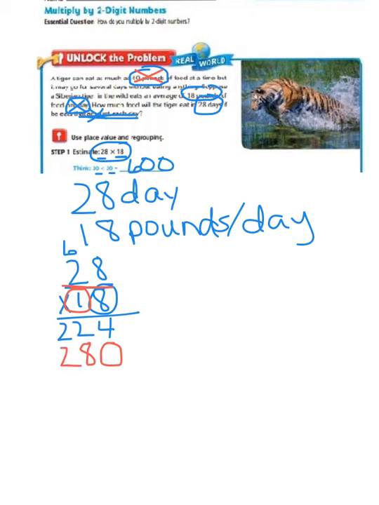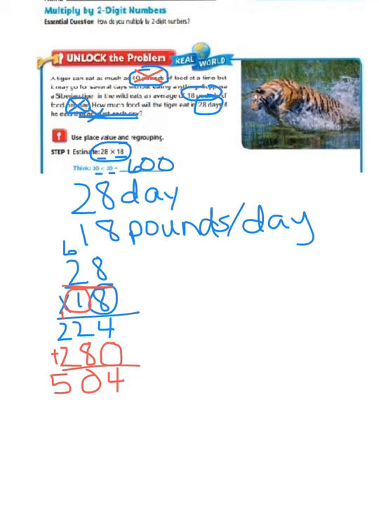And our next step is going to add 224 plus 280. So 4 plus 0 is 4, 8 plus 2 is 10, carry our 1, 2 plus 2 is 4, and 1 is 5. Now for some of you, you may be able to pick up on this particular strategy, but let's take a look at another strategy.